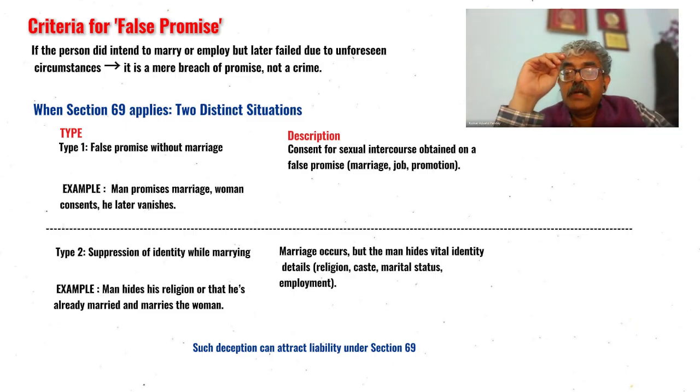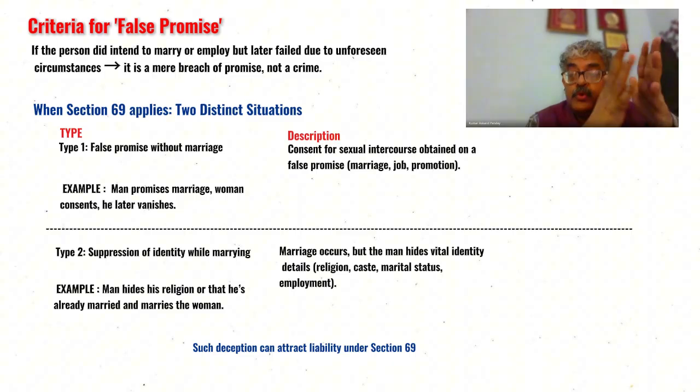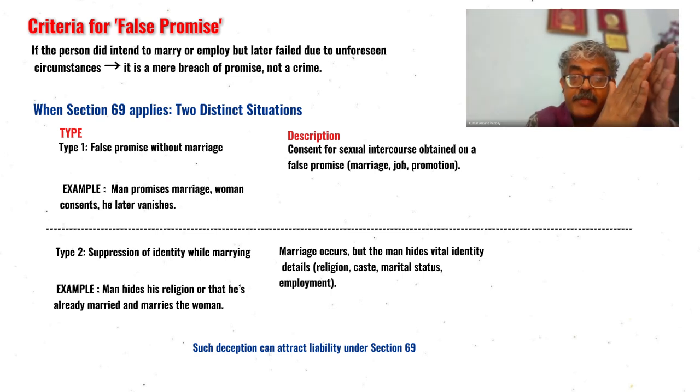Now, another very important and interesting aspect of Section 69 is that it would punish a man who, by suppressing his identity, marries a woman. Now, see, there are two circumstances in which Section 69 would apply. Two entirely distinct circumstances. One is where a promise of marriage, promise of employment, promise of promotion was made, was not kept, and on account of such a promise, consent was obtained, sexual intercourse took place, punishable under Section 69. It would still be an offense under Section 69 if a man induced a woman to marry him by suppressing his identity.